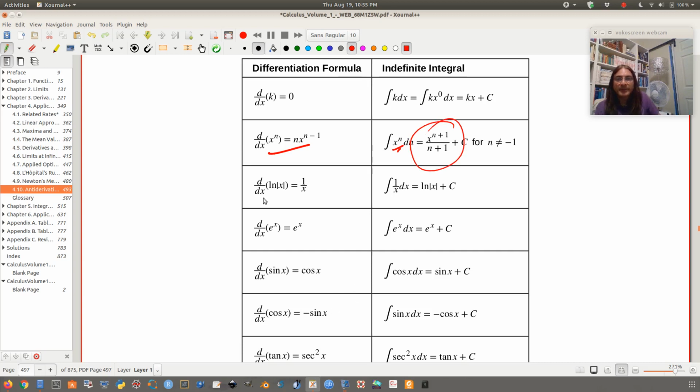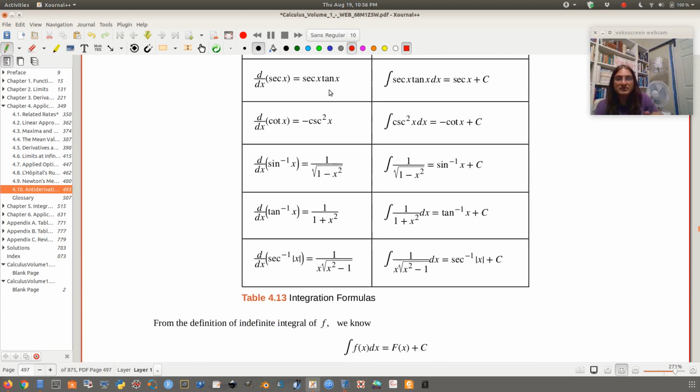Indefinite integral: the derivative of natural log x is 1 over x, so the integral of 1 over x is natural log of absolute value of x plus c. Okay, and it's given as absolute value because x can be negative here, but natural log x is only for positive x values. The derivative of e to the x is e to the x. The indefinite integral of e to the x is back e to the x plus constant. The derivative of sine is cos, so the integral of cos is sine. So it's the reverse process, the inverse process of this.